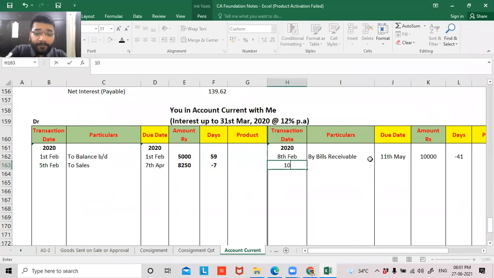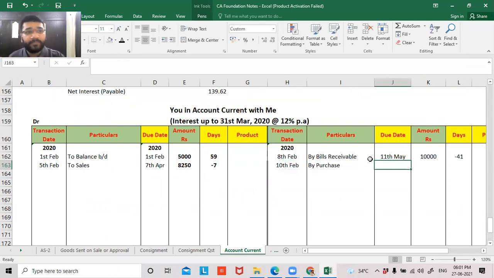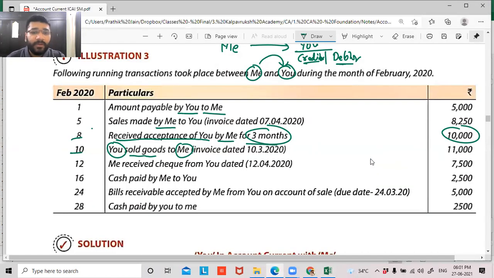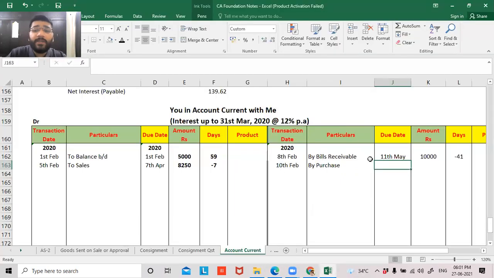On 10th Feb, by purchase. Tell me, guys, yes or no? By purchase. Yes or no? Everybody, yes, sir. And if you look at the due date, guys, it is 10/3/2020.